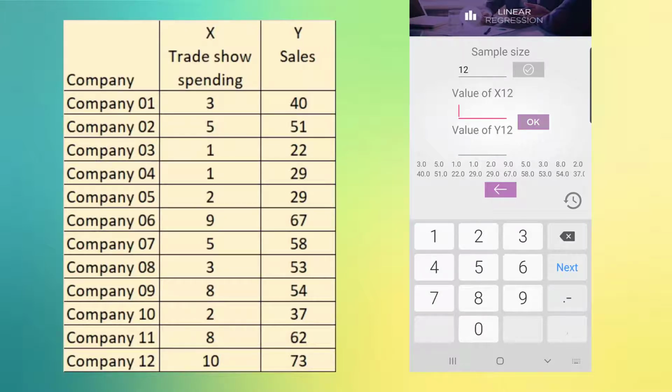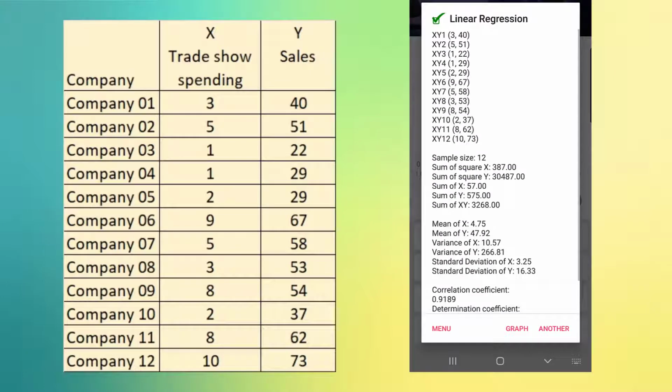Now, you are in the final set of values. You can swipe by touch on this area to review the amounts. Because everything is fine, click OK. Now, the results are here. The 12 sets of data are shown here. The sample size is 12.